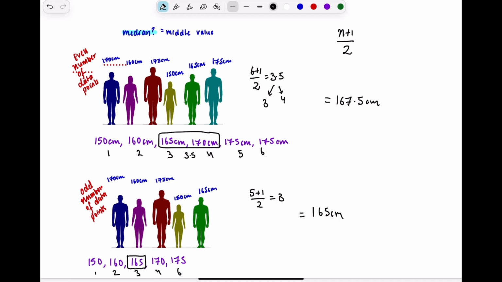So 3 and 4 in this case. So when you count up, you need to find the average of those 2 values, and that will give you your median. It's pretty much the same process, but just that additional step for even number of data points.